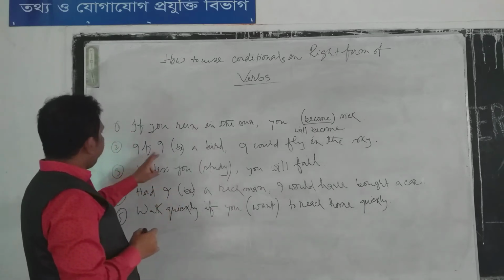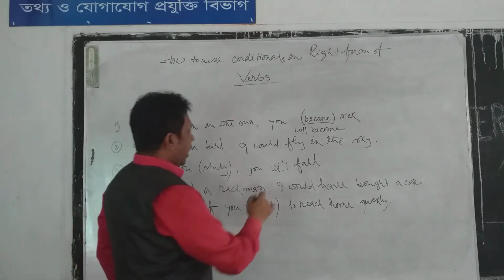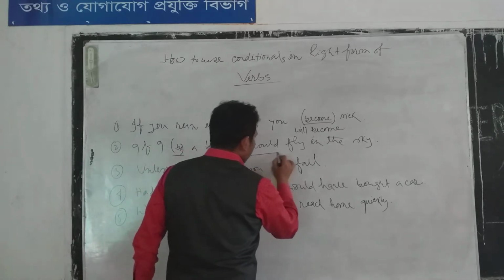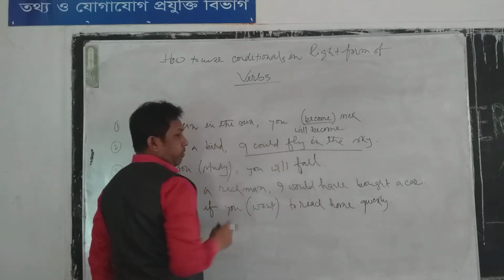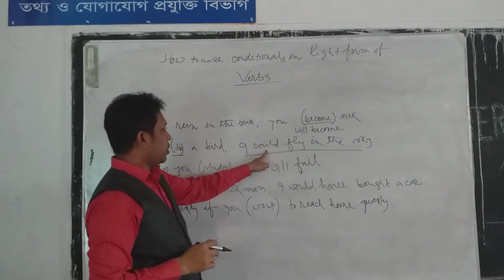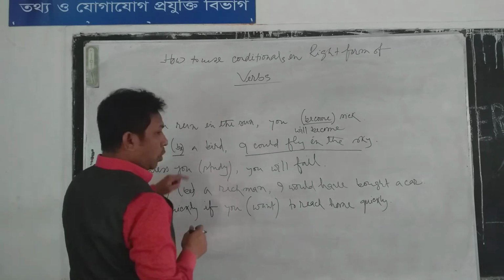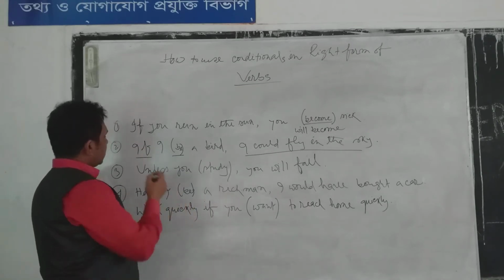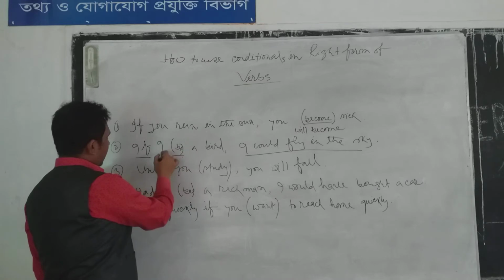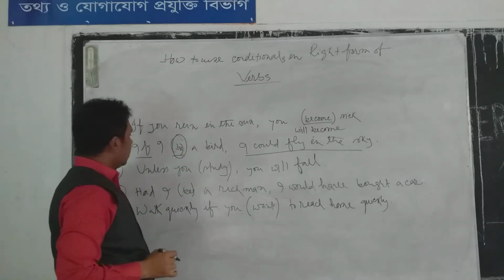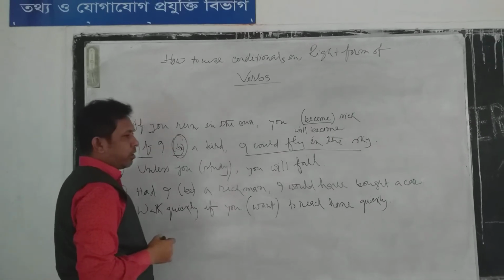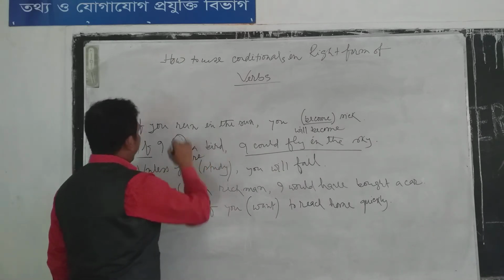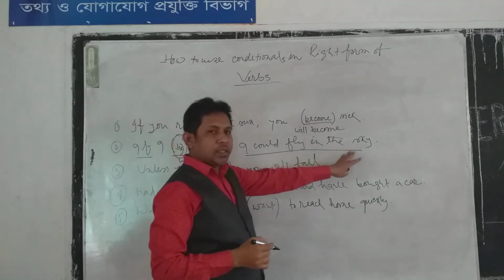Next example, if I, basically before, a bird, I could fly in the sky. Look, dear learners, the second clause here has "could", so it refers to the second conditional, and that's why we can do it as the method of second conditional, if plus past tense. So here after the subject, the be verb, we can write "were". So you can write, be will be "were". If I were a bird, I could fly in the sky.